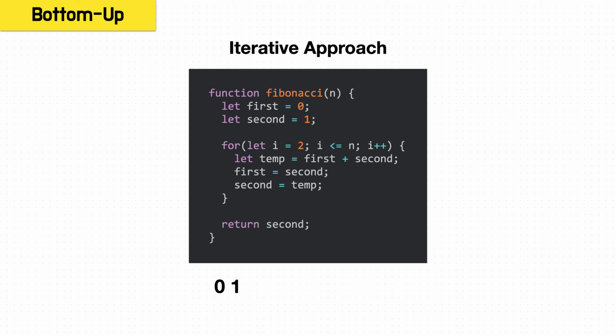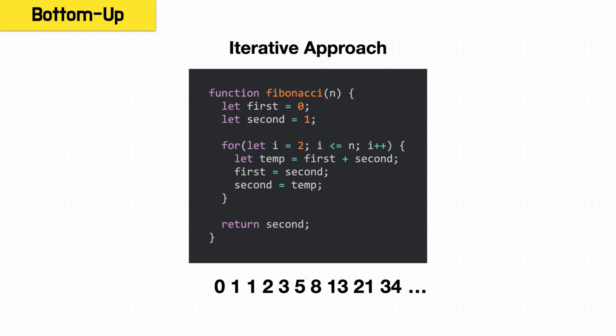So to visualize this, we know the first two numbers in the Fibonacci sequence are 0 and 1. Then we sum those together and we get 1. Then we sum the previous two together and get 2. Then we sum the next two together and get 3. And we continue to add these numbers, and we can calculate any number we want just by starting with those bottom values.